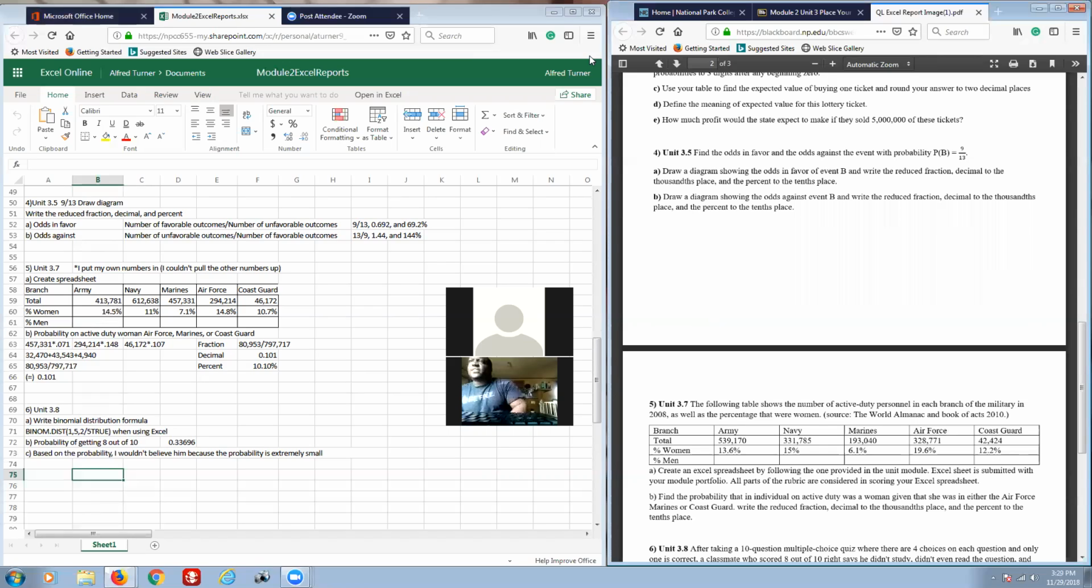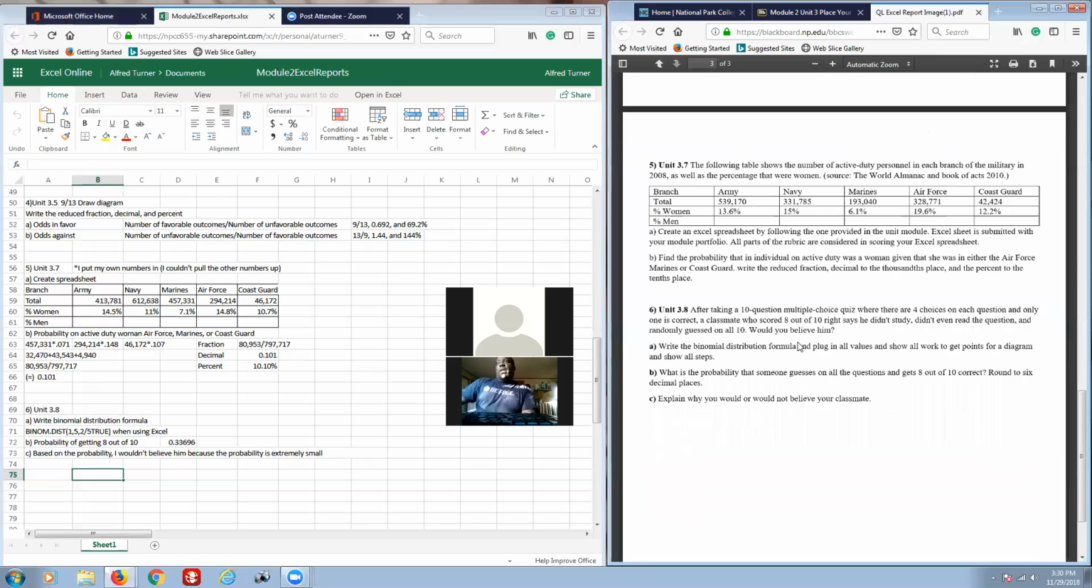Okie dokie. Odds in favor, and it was 9/13. What I did is the number of favorable outcomes divided by the number of unfavorable outcomes, which was 9/13. And it broke down to, as a decimal, 0.692, and as a percent 69.2. And against is the number of unfavorable outcomes divided by the number of favorable outcomes, it was 13/9, and it broke down to a decimal of 1.44, and they gave you 144%. Yeah, and that was, like I said, pretty short.